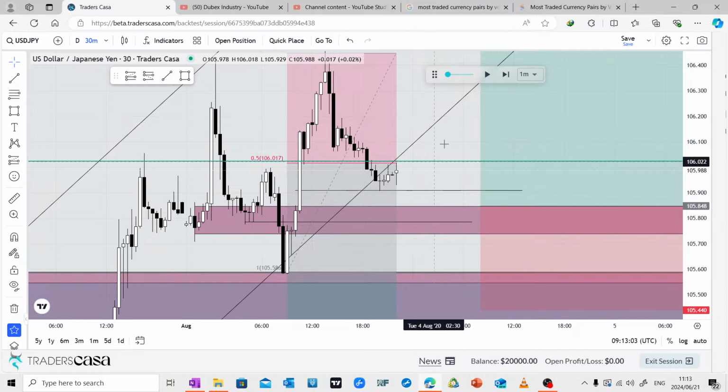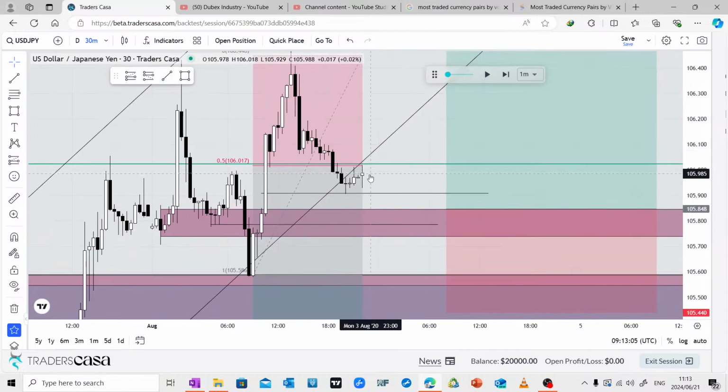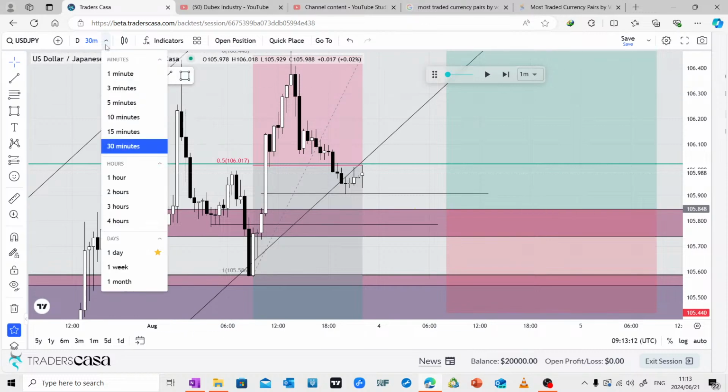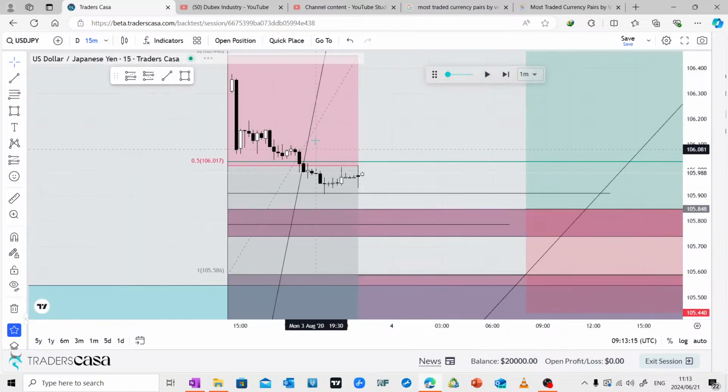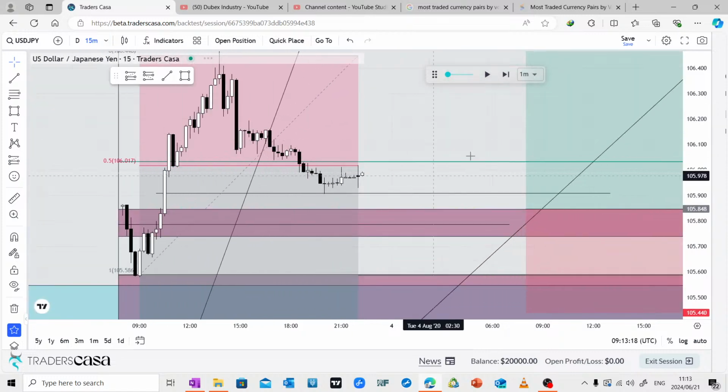And since we've got a trend line, and if this trend line will hold, we still need a change of character first to the upside, then we can go in. So let's go into the 15-minute time frame.